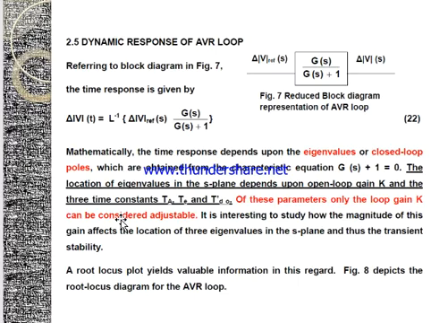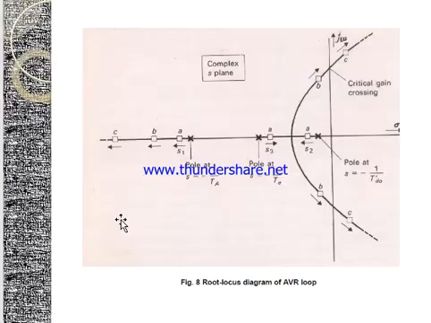It is interesting to show how the magnitude of this gain will affect the three eigenvalues in the s plane and thus the transient stability. Let us see about the root locus. So here we can see that we do have three poles on the x-axis. They are at real part, I mean it is at the left hand side of the s plane. So the system is stable.